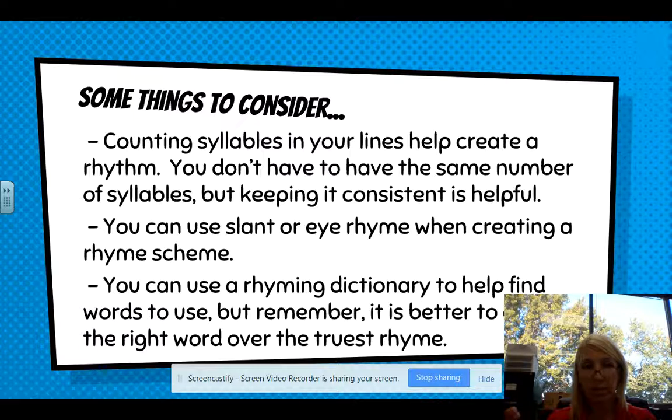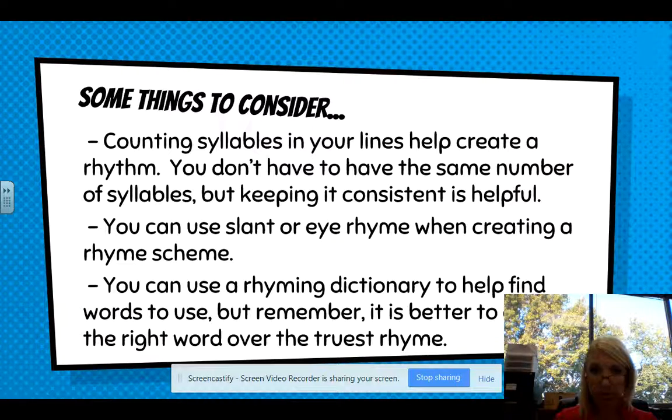Counting syllables in your lines can help create a rhythm. You don't have to have the same number of syllables, but keeping it consistent is helpful. Reading out loud will help you with your rhythm, especially when you're trying to put a rhyme scheme in. If you have a really long line, and then the next line is short, and then medium, and then short, and then long again, sometimes it doesn't keep that same flow. Some people do long line, and then short line at the end, or long, short, are all about the same.